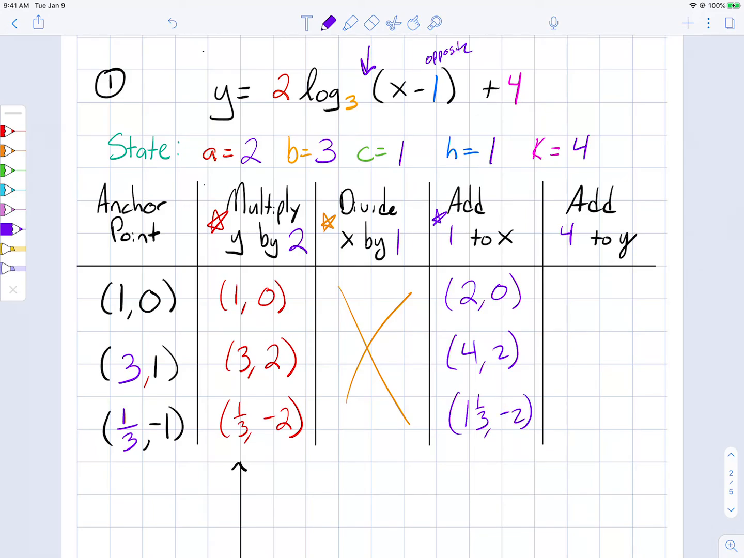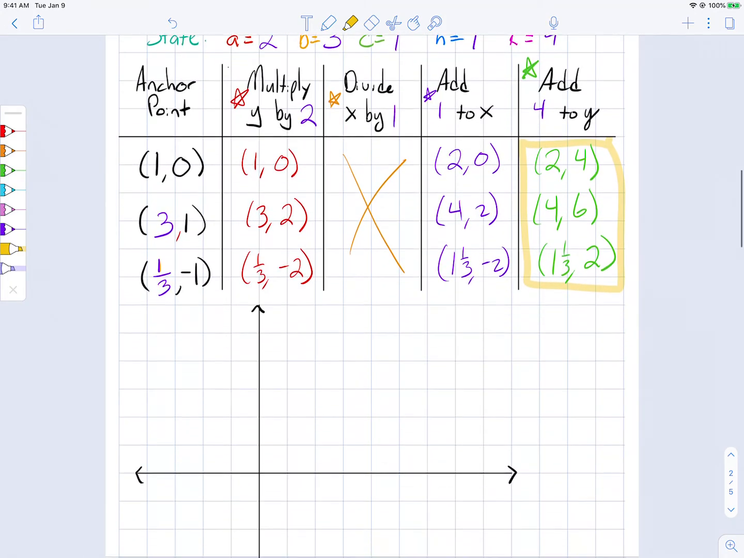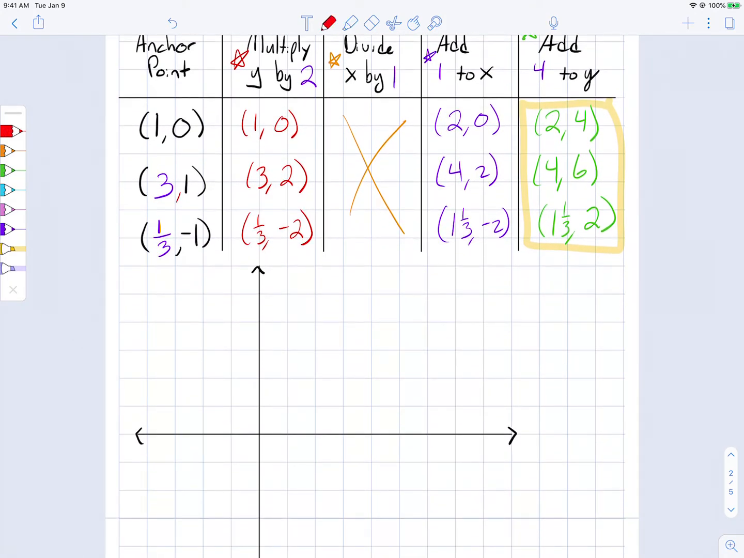Then I'm going to add 4 to the y values to finish this problem. So that'd be 2 comma 0 plus 4 is 4. 4 comma 2 plus 4 is 6. 1 1/3 comma negative 2 plus 4 is 2. So now I have my final 3 points and I can graph them and create my graph.